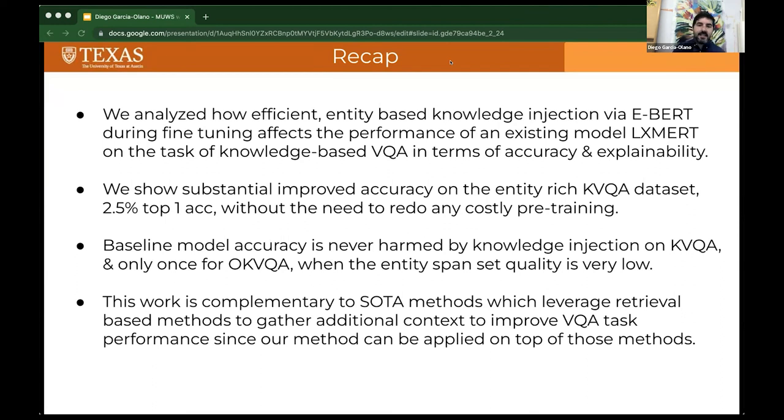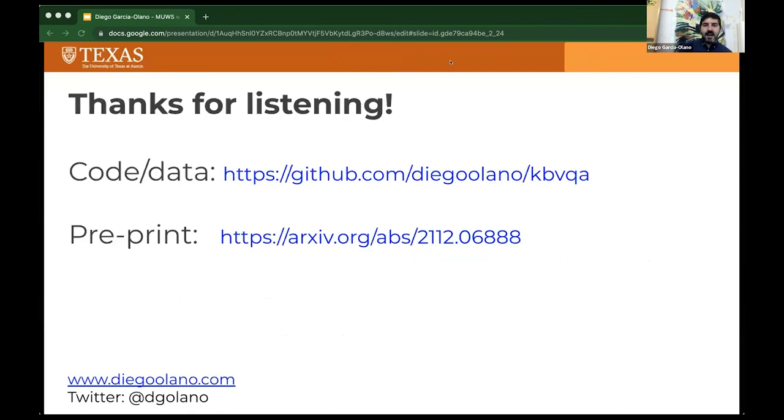And then finally, this work is complementary to state-of-the-art methods which leverage retrieval-based methods to gather additional content to improve VQA performance, since our method can be used on top of that retrieved context if there are entities presented. And with that, I conclude, and thanks for listening. The code and preprint are available at the following links.